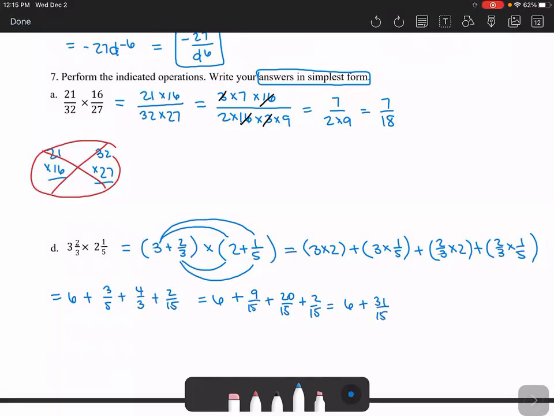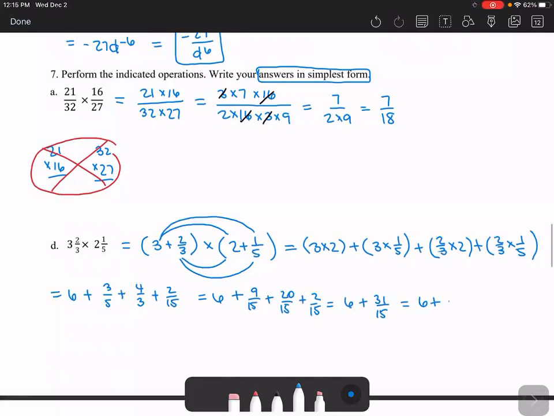31/15. And we know that we can rewrite this 31/15, because 15 times 2 is 30, as 2 and 1/15. So we can get 8/15 here as our final answer. So this way of solving the question uses distribution.